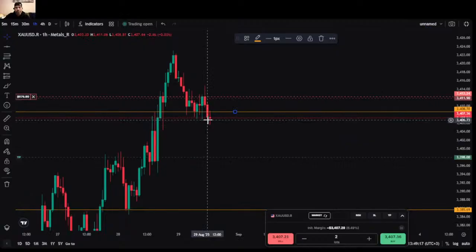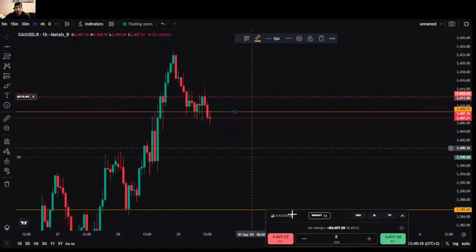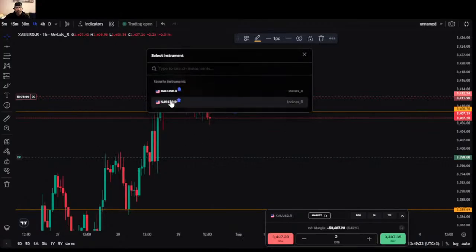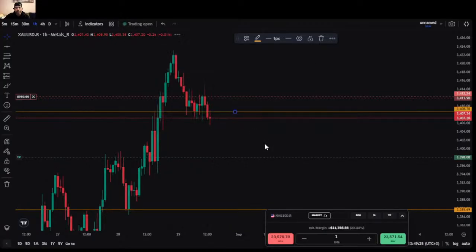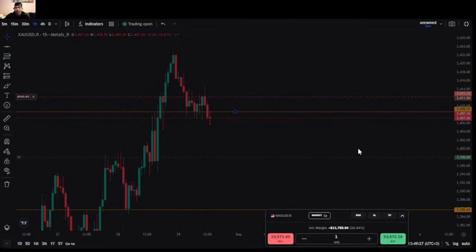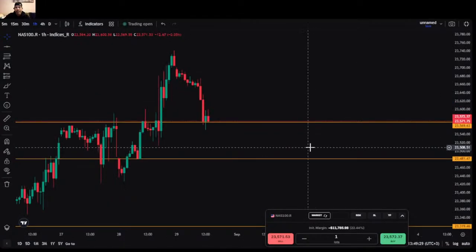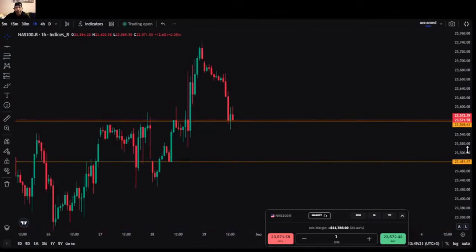Yeah, 1 hour is starting to pull back a little bit here on gold. I'll keep an eye on it. We're in that entry there, but that was a trade off my signals platform, so we're currently in profit there. I just want to see what NAS is going to do here.